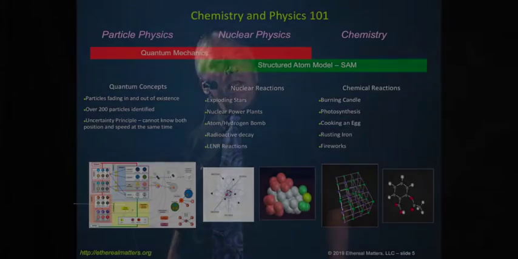There's one force that holds the atom together, and that's electricity, or the electrostatic force. So we have a little bit different interpretation of the neutron, and I'll be getting into that in more detail shortly. So what we have here is 3 different branches of science. We have particle physics, nuclear physics, and chemistry.